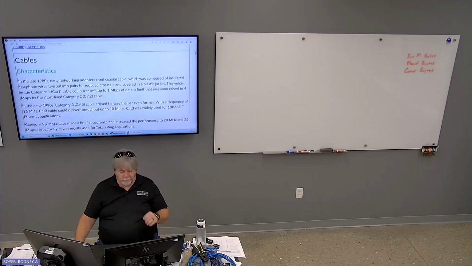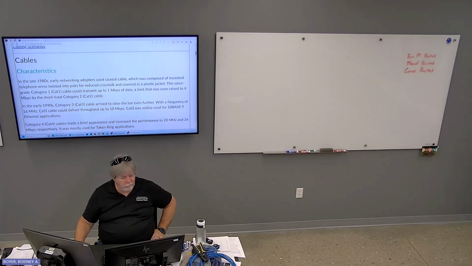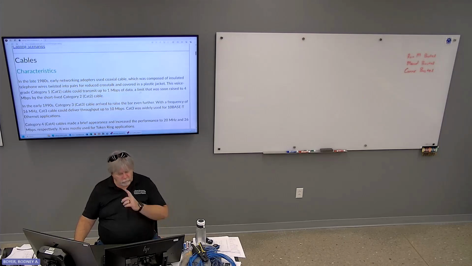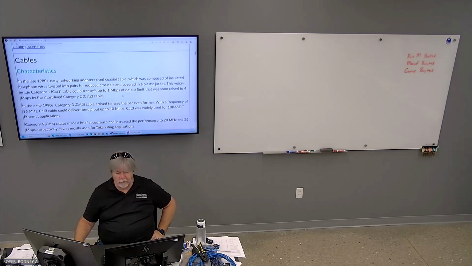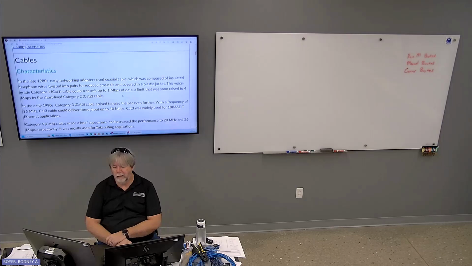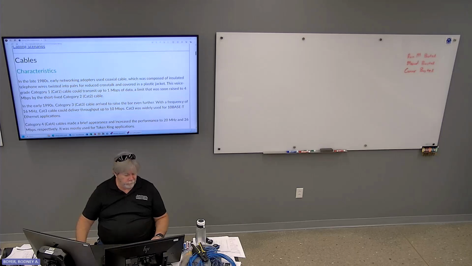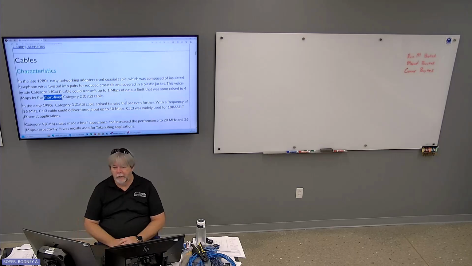So, voice grade, category 1 cable will transmit up to 1 megabit per second of data. So, really slow by today's standards. They came up with category 2, Cat 2 cable, which raised it up to 4 megabits, but that was really short-lived. It was a matter of just a couple of years and category 2 went away.